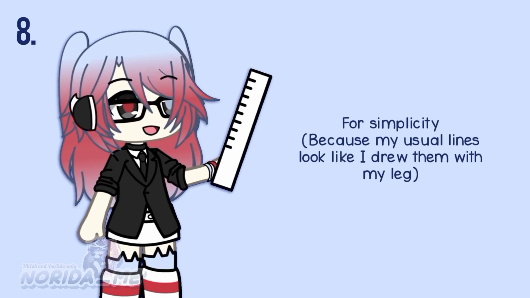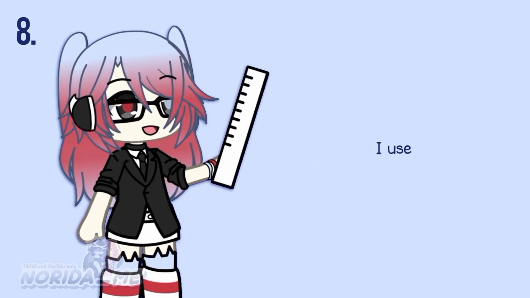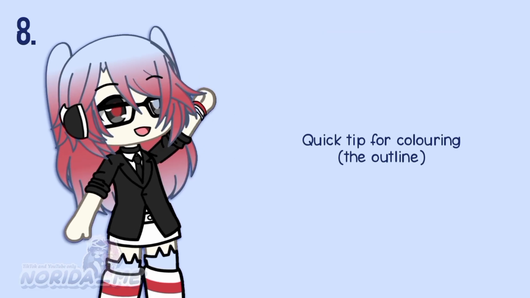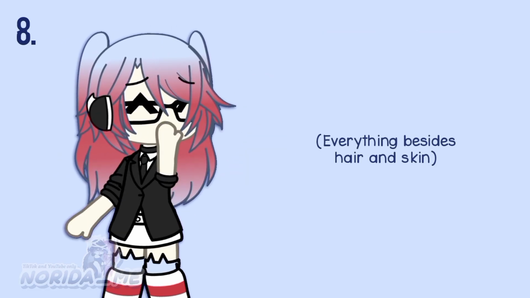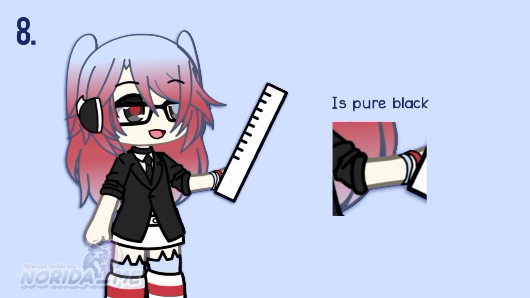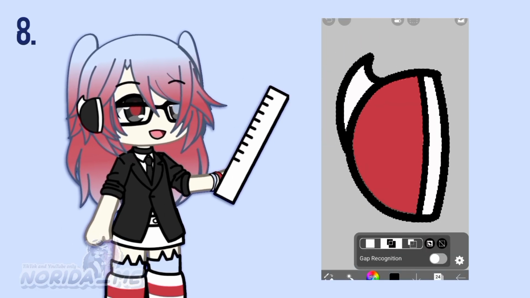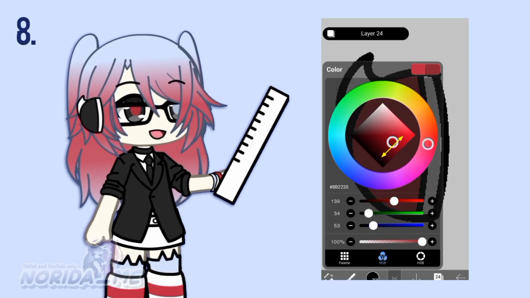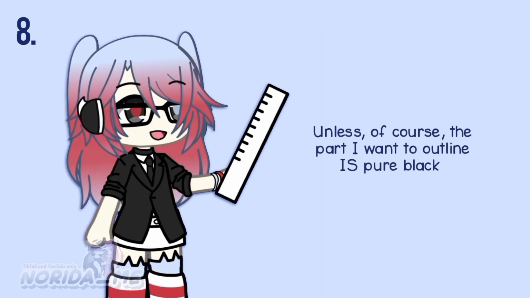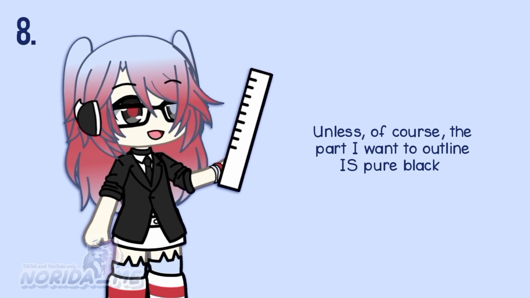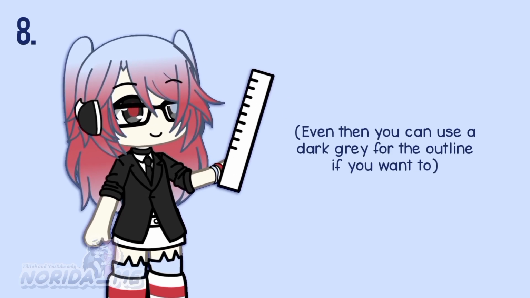And for simplicity, because my lines look like I drew them using my legs, I use the drawing tool called Bezier Curve. Quick tip for color: the outline in Gacha Life clothes and accessories, everything besides hair and skin, is pure black. On the other hand, I drop the color of the part I want to outline, and pull a color circle diagonally really close to pure black, but not quite there. Unless, of course, the part I want to outline is pure black. Even then, you can use a dark gray for the outline if you want to.